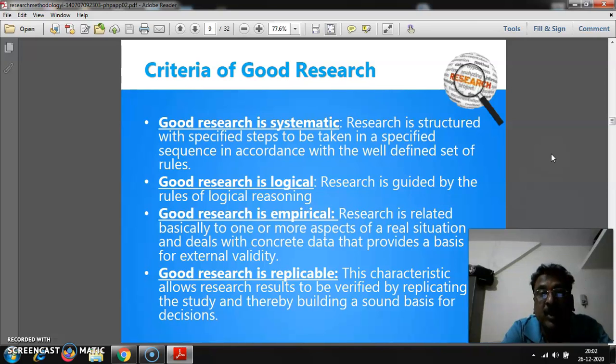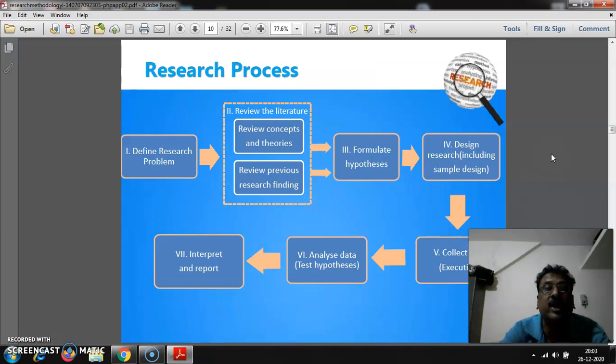Good research is empirical. Research is related basically to one or more aspects of a real situation and deals with concrete data that provides a basis for external validity. So, good research is always empirical. Good research is replicable. This characteristic allows results to be verified by replicating the study, thereby building a sound basis for decisions. Replicable means it should be seen once again.